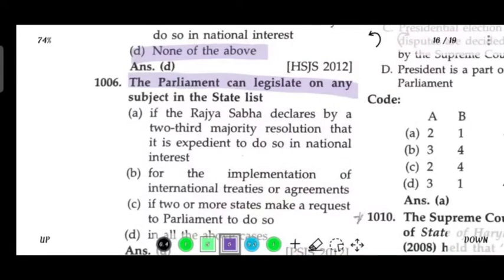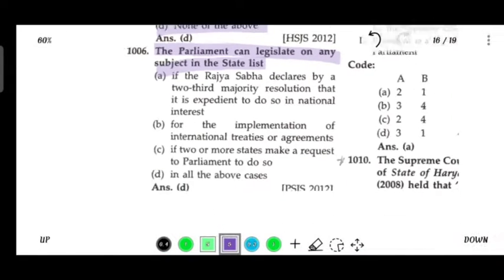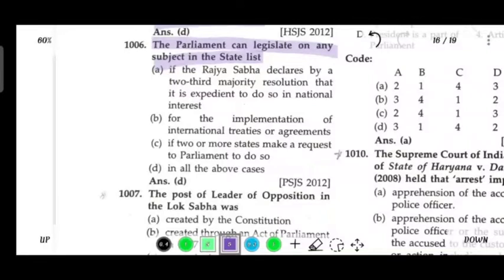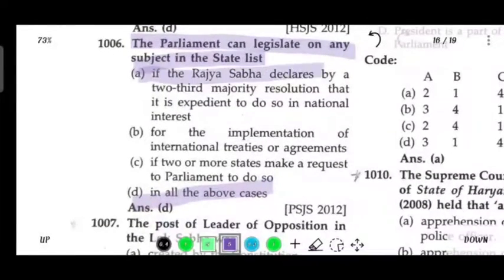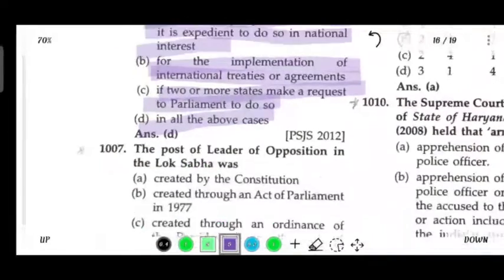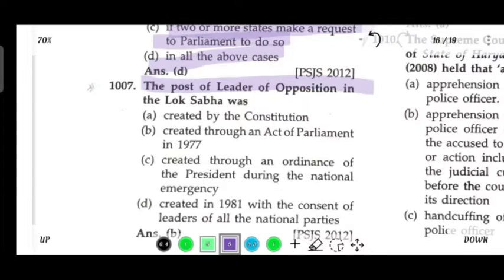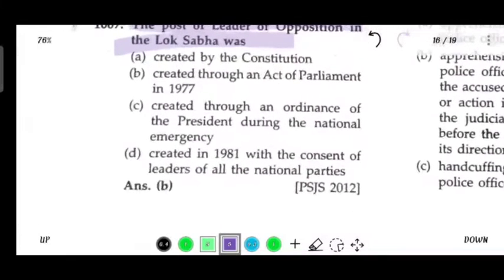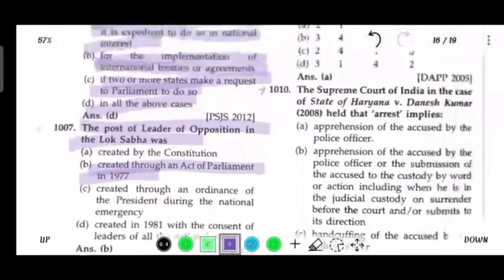The Parliament can legislate on a subject of the state list in all of the above cases: if Rajya Sabha declares by a two-thirds majority resolution that it is expedient in the national interest, for the implementation of an international treaty or agreement, or if two or more states make a request to the Parliament to do so. The post of Leader of Opposition of Lok Sabha was created through the Act of Parliament 1977.